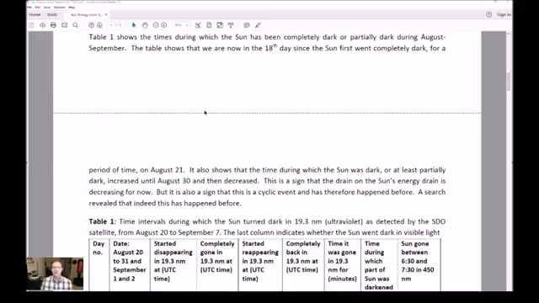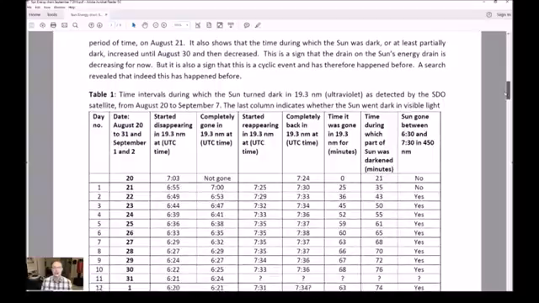The table shows that we are now on the 18th day since the sun first went completely dark for a period of time on August 21st, 2016. It also shows that the time during which the sun was dark, or at least partially dark, increased until August 30th and then decreased. This is a sign that the drain on the sun's energy is decreasing for now. But it is also a sign that this is a cyclic event and has therefore happened before. A search revealed that it indeed has happened before.